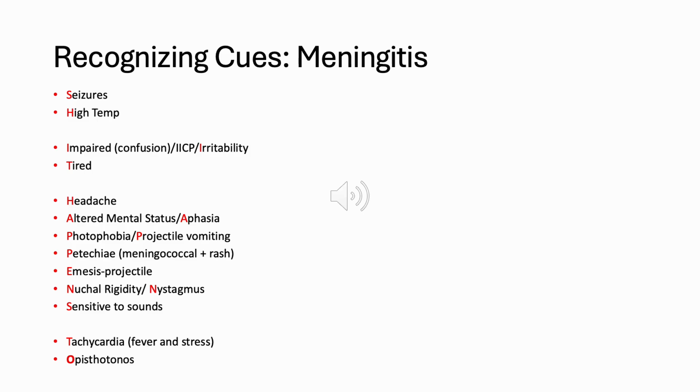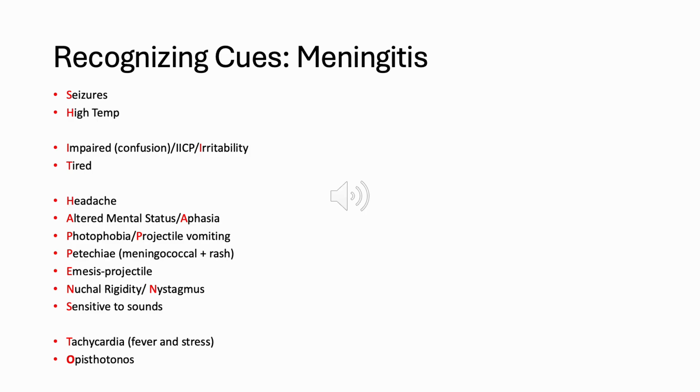Signs and symptoms of meningitis can be remembered by the mnemonic "it happens." Seizures, because the meninges are irritated, they'll have those meningeal signs, high temperature. They could be confused. They could be tired. They'll have a headache, altered mental status. They could have aphasia, photophobia, phonophobia, where they don't like the sounds. Okay, so they like it quiet. Projectile vomiting, petechiae, especially if it's caused by meningococcal bacteria, they'll get a petechial rash.